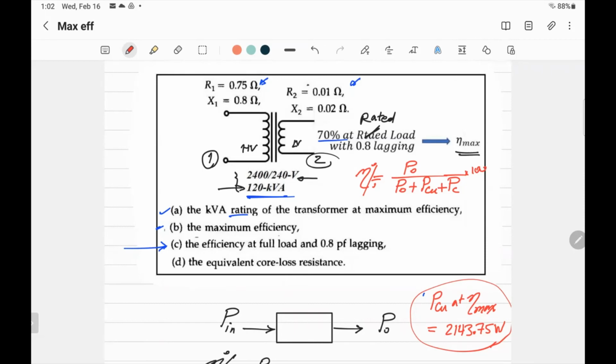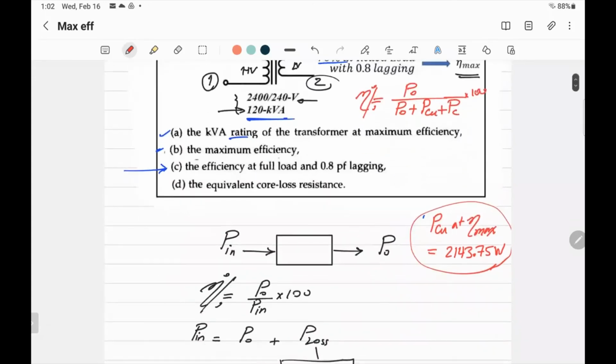So the answer for the full load efficiency is 93.6%. That's the final answer. I will post the answer on the folio. 93.6%.